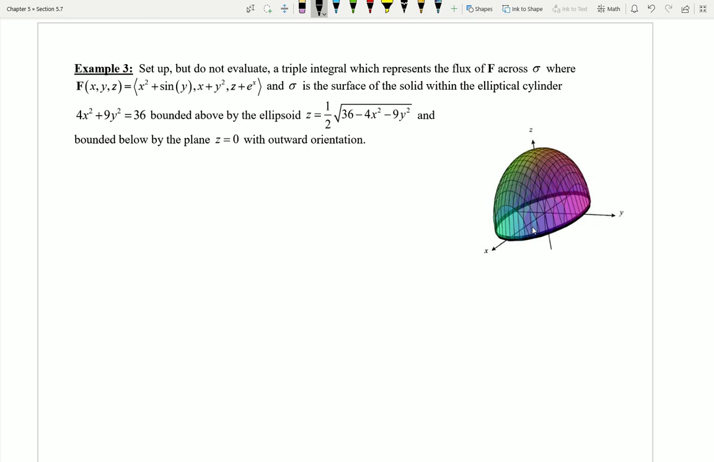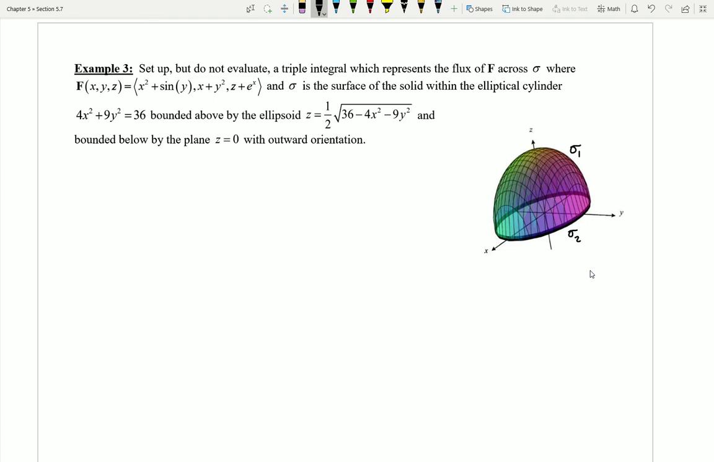Now again, if I wanted to compute the flux by itself, I could refer to the surface of this ellipsoid as sigma 1 and this bottom portion, this bottom ellipse, as sigma 2. And to get the total flux, I would have to do the flux through sigma 1 and the flux through sigma 2 and take their sum total. Now of course that becomes a little bit more complicated because I have to deal with normal vectors on each of those surfaces. I have to compute two separate integrals, and it takes a lot of work.